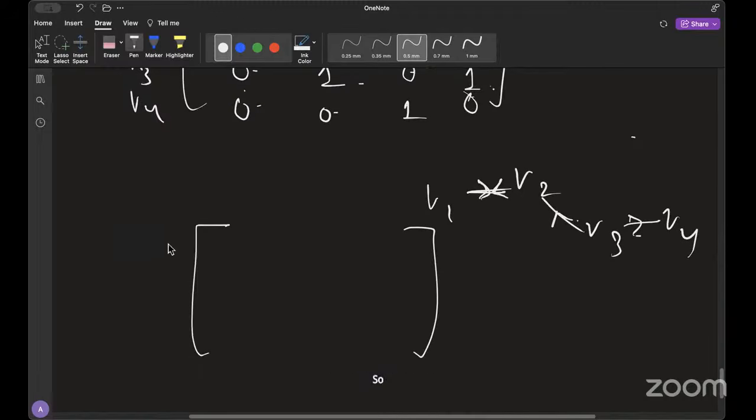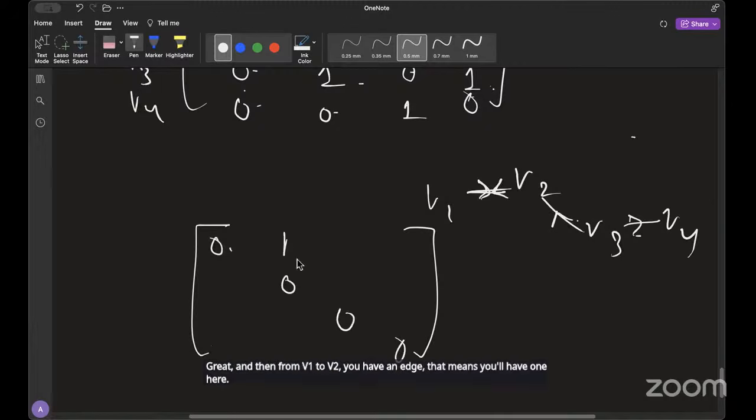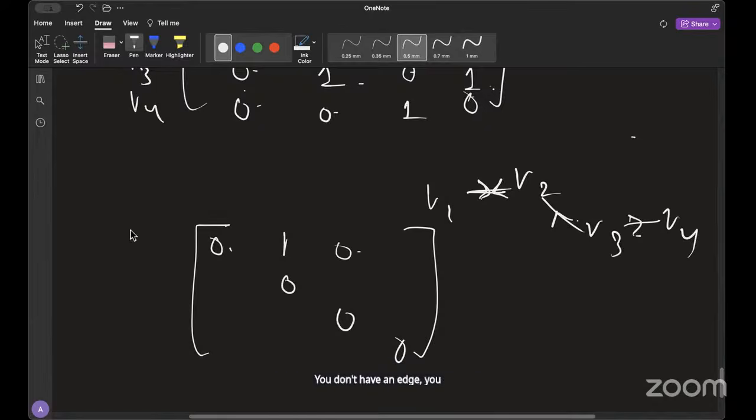First entry will be from V1. The diagonal entries are 0, right? And then from V1 to V2, you have an edge, that means you'll have 1 here. Then from V1 to V3, you don't have an edge, you'll have 0 here. From V1 to V4, you don't have an edge, so you'll have a 0 here again.